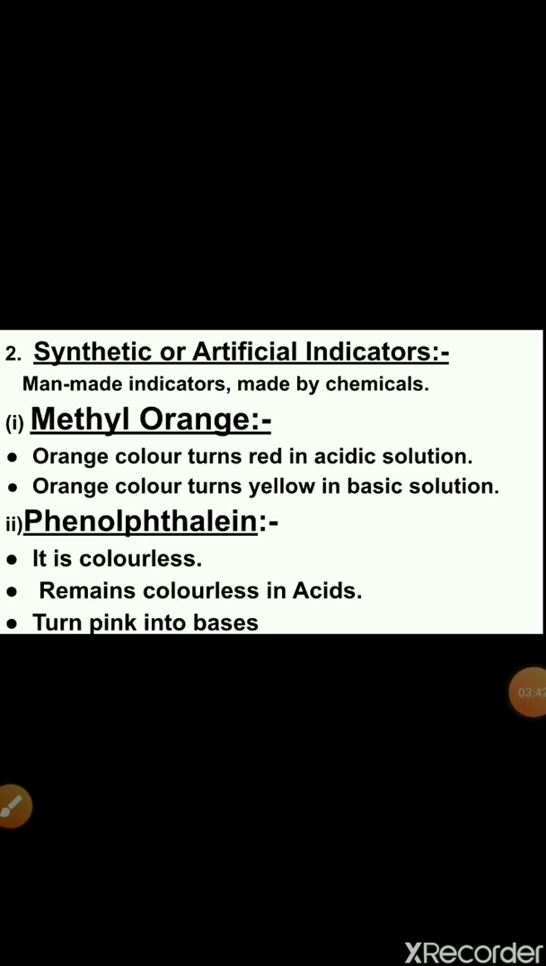The next artificial indicator is phenolphthalein. Phenolphthalein's usual color is colorless. In acids it remains colorless, but with bases, it turns pink.